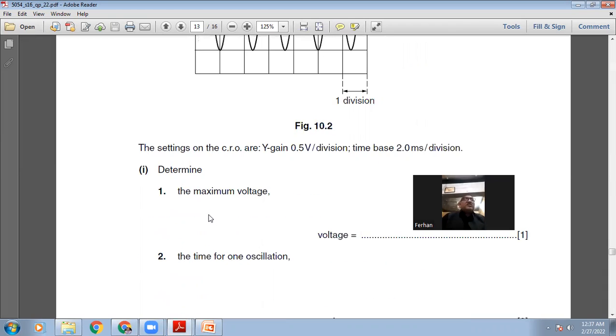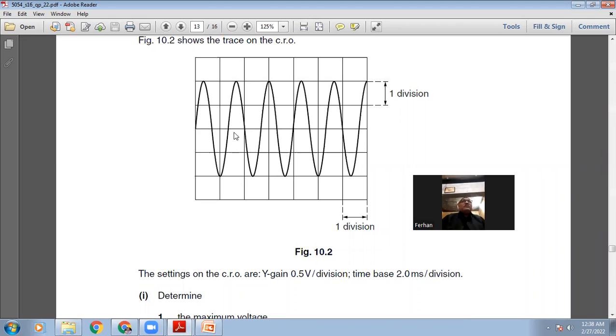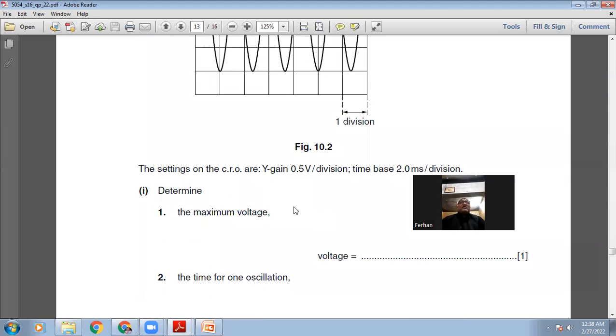The first question is, determine the maximum voltage. This is the mean value. You have to check how high it went from the mean value, how much it went up or how low it went. You can see it has moved 2 squares upward on the y-axis from the mean position. 1 square on the y-axis represents 0.5 volt. So the maximum voltage is 2 multiplied by 0.5 volt. Why 2? Because the amplitude is 2 squares on the y-axis, and 1 square represents 0.5 volt. So the maximum voltage is 2 multiplied by 0.5, which gives 1 volt.